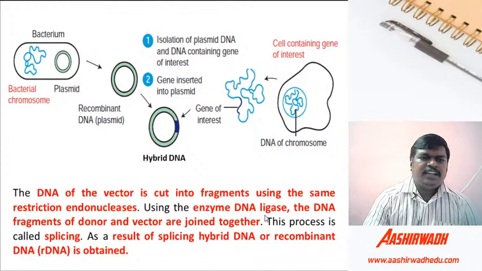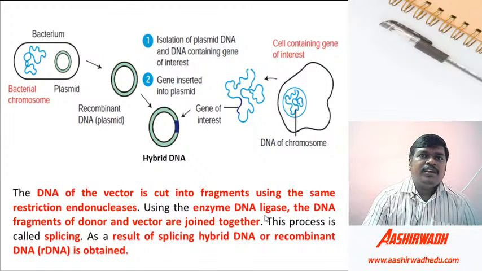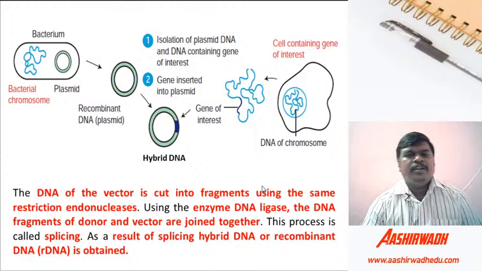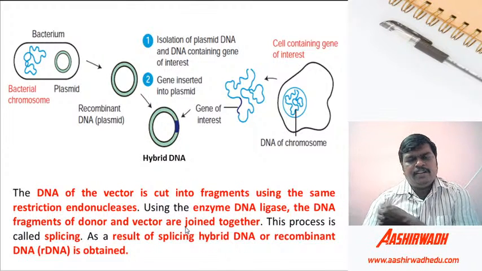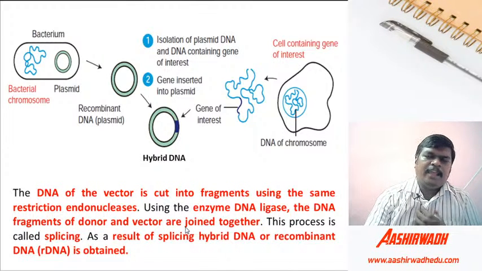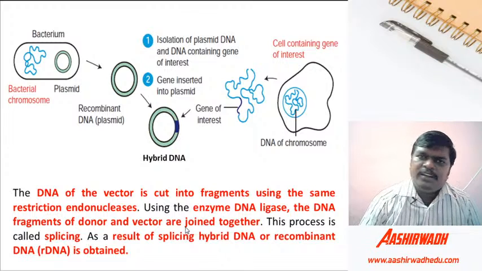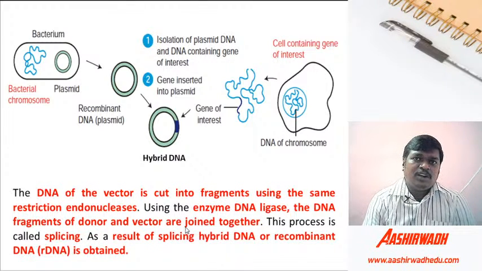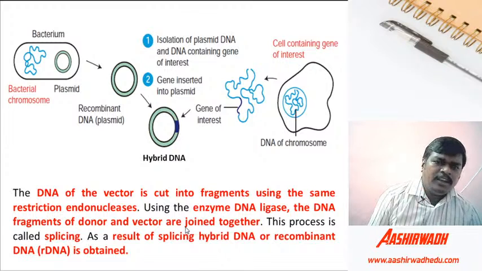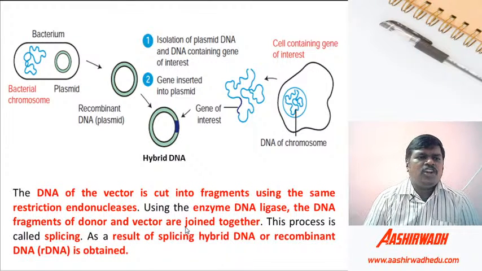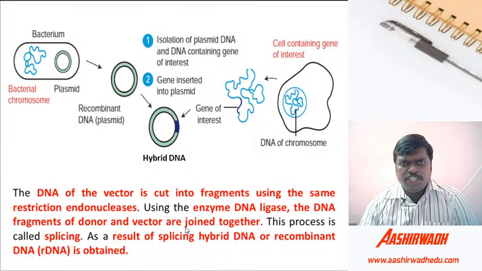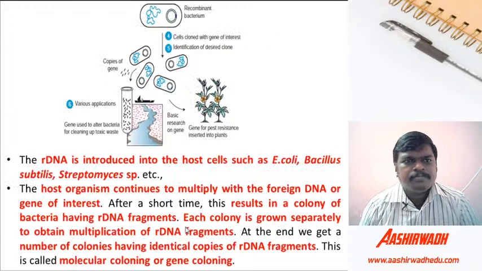enzyme, because that is the enzyme which links the DNA. DNA ligase is called the paste enzyme. This process of joining the gene of interest and the plasmid is called splicing. So after splicing, what will happen? A recombinant DNA is obtained. Recombinant DNA is a combination of the gene of interest and the plasmid.